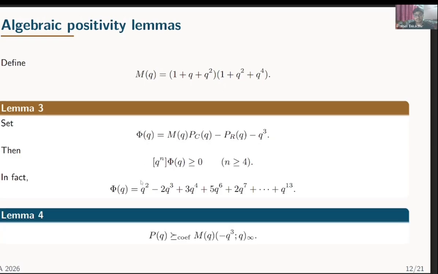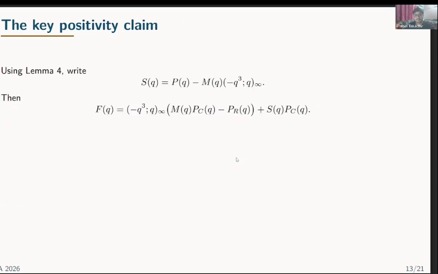Now Lemma 4 says that P dominates M times the distinct parts product coefficients. Now together Lemma 3 and Lemma 4 isolate exactly where the sign issue lies. Now this is the technical core of the first proof.